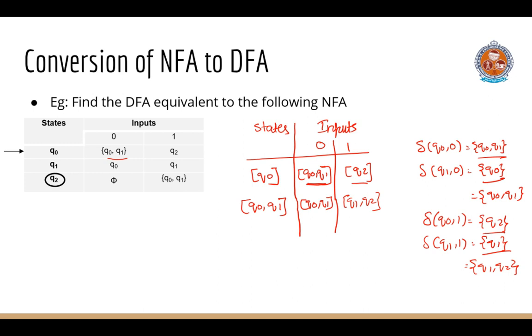In the same way, take the next new state, that is Q2. Apply 0, and here Q2 on 0 is phi. So here it is also phi, and Q2 on 1 is {Q0, Q1}. Here it is also {Q0, Q1}. So pick up the next new state. The next new state is {Q1, Q2}.